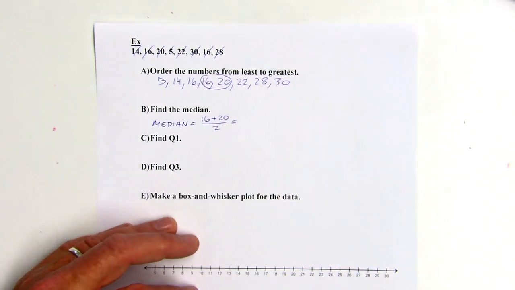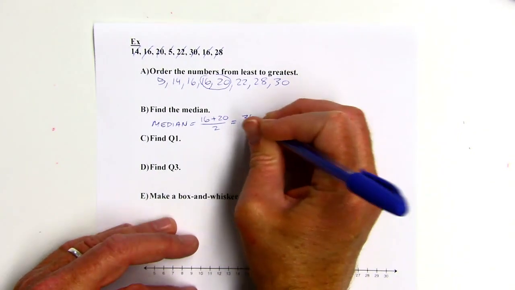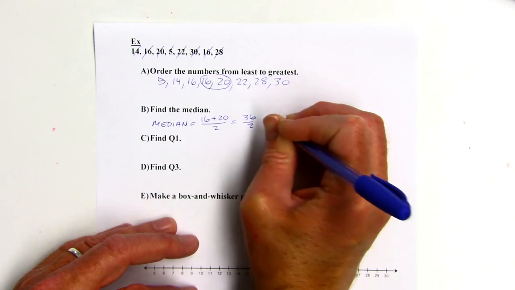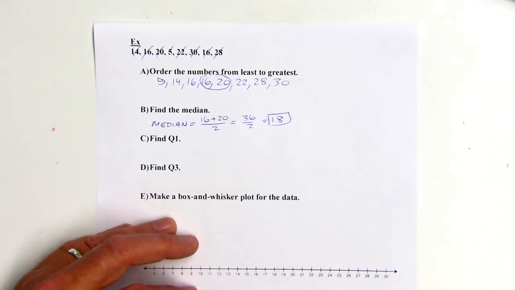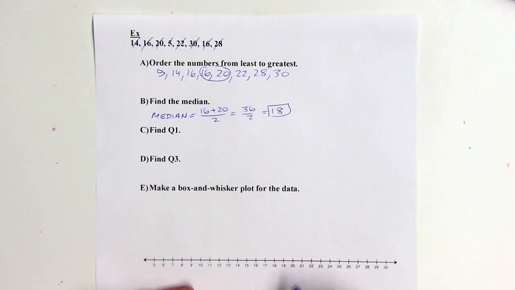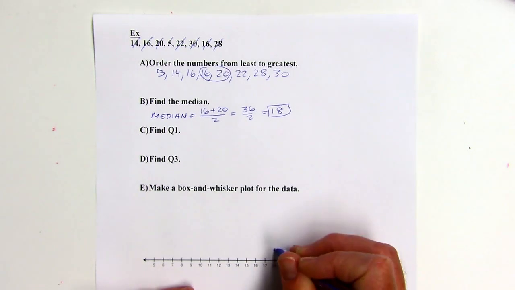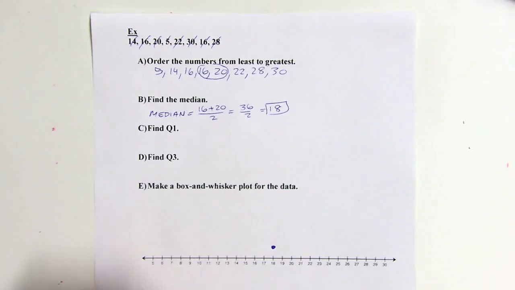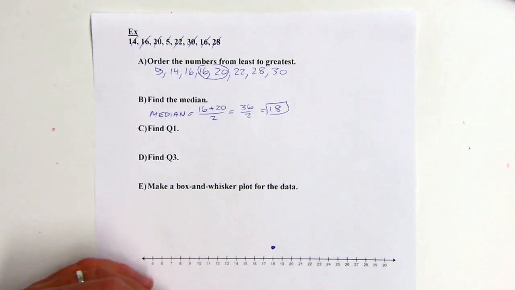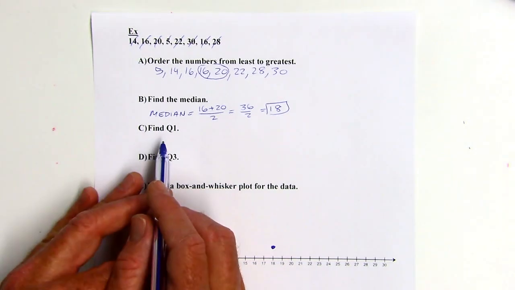So I'll add them together, divide by 2. That's 36 over 2, which is 18. Okay, so there's the median. So on my box and whisker plot down there, I know I'm going to put a point right there, so I'll just put these in as I go.